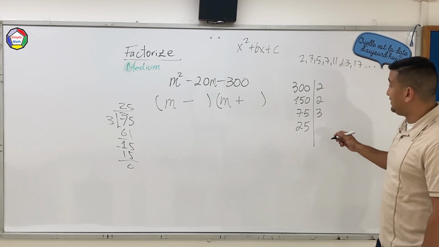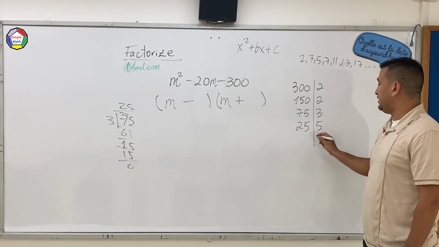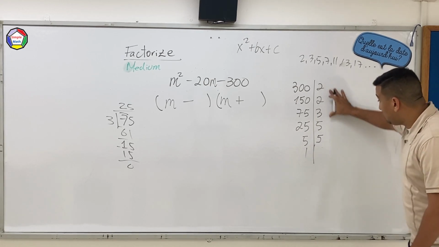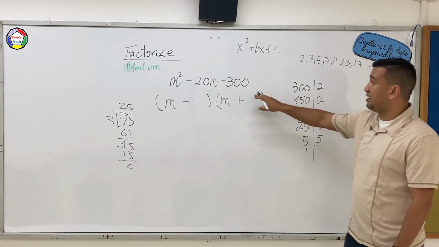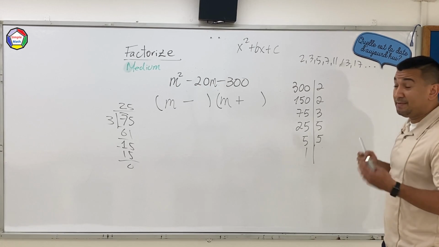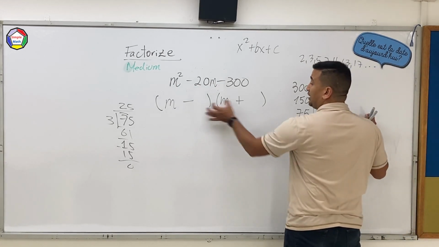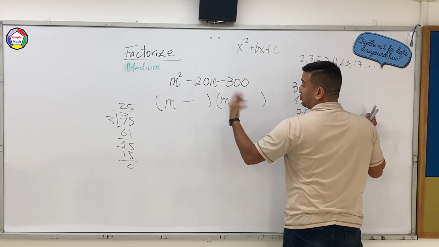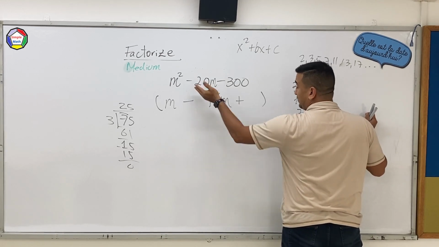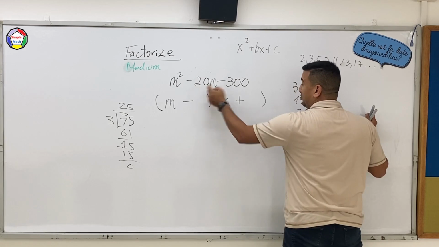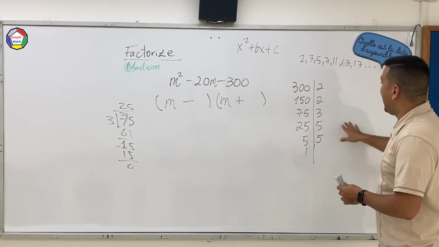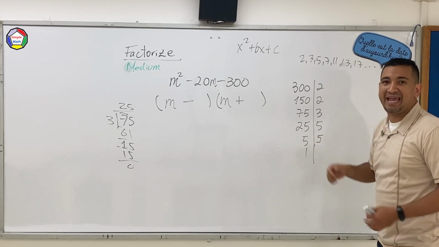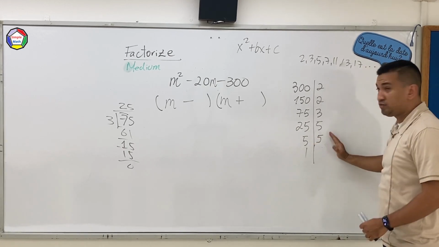So 25 is divisible by 5. 25 divided by 5 is 5. 5 divided by 5 is 1. If we multiply these numbers, the answer is going to be 300. But the problem is that when we place the two numbers here, it's a subtraction, because one is negative and the other is positive, so we need to subtract and keep the sign of the greatest one. The result must be minus 20. So we make two groups of numbers.